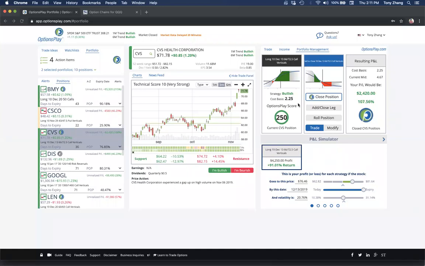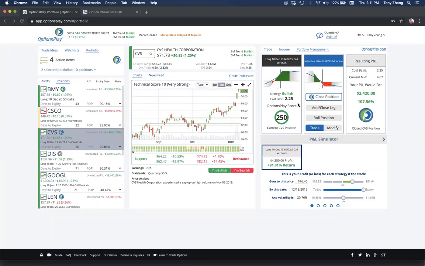Tony's asking, in profiting from CVS, I'm looking to close the short side and let the long side run, but you said it's overbought. Help me understand why not to hold the long call. Well, the long call is the profitable one.